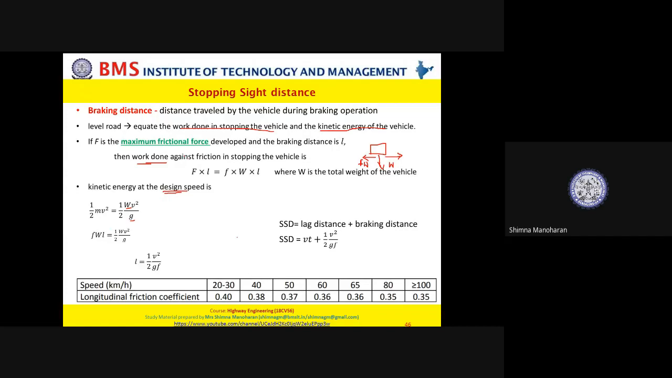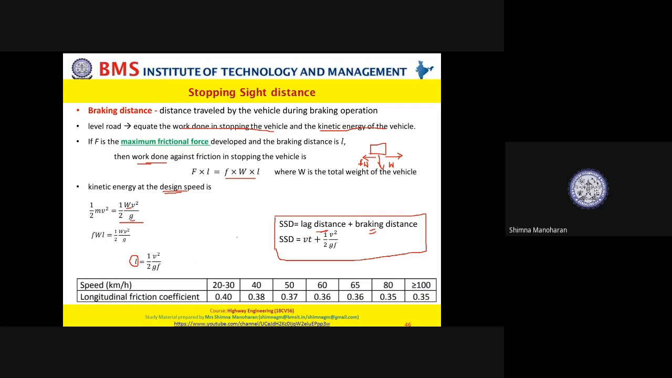So equating the work done against friction and kinetic energy, you get F W L equals half into W V squared by 2G. Cancelling W on both sides and taking F to this side, braking distance L is nothing but half into V squared by 2GF. So total SSD, or the stopping sight distance, is nothing but the lag distance and the braking distance. Lag distance we have computed in the previous slide. It is V into T plus 1 by 2 into V squared by 2GF.